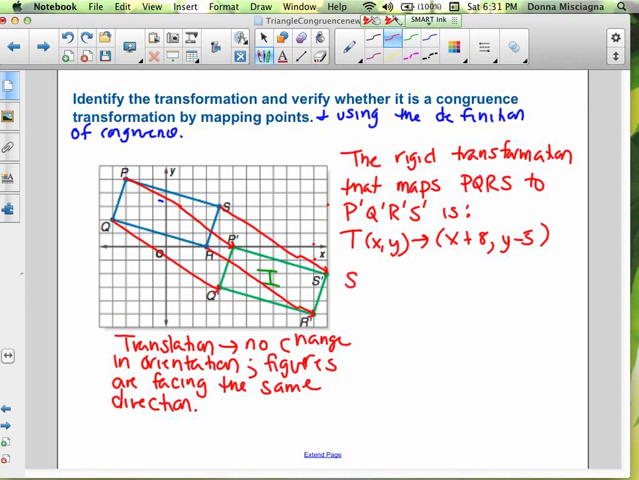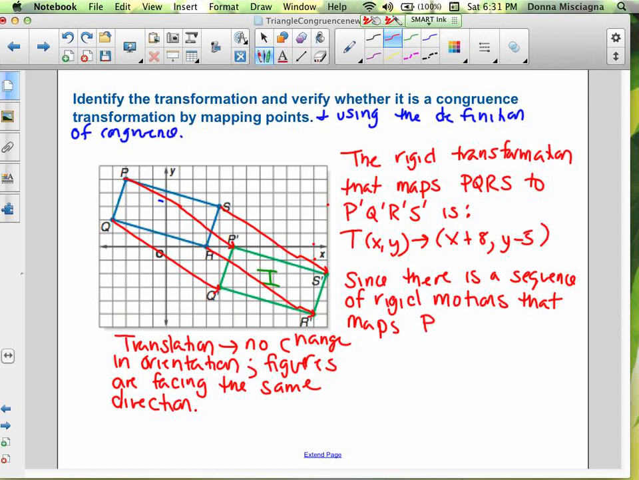Now we want to use the definition to verify congruence here. Since there is a sequence of rigid motions that maps PQRS to P prime, Q prime, R prime, S prime, PQRS is congruent to P prime, Q prime, R prime, and S prime. And there we go.